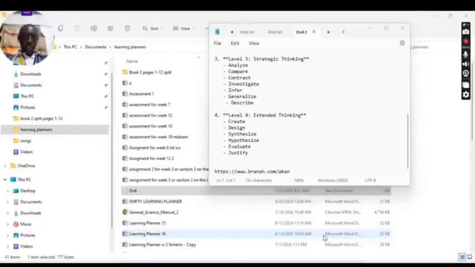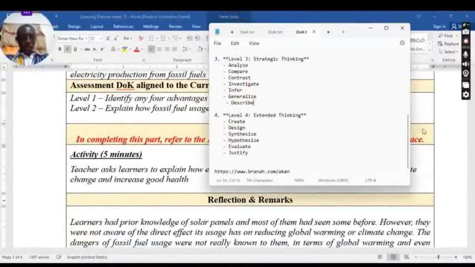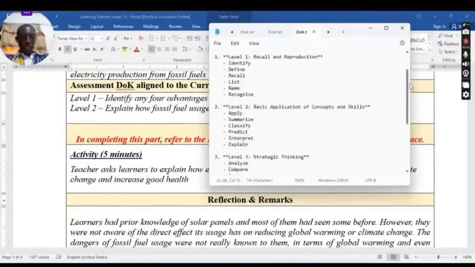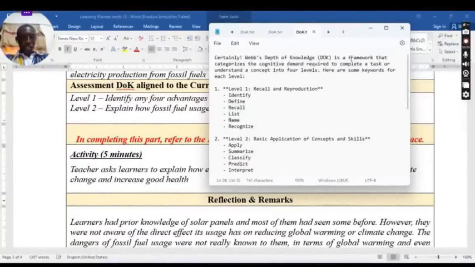Assessment again, it is very important. The assessment questions should be on what the learners have been taught, and each question should follow the DOK. Alright, it should follow the DOK. So these are the DOK again. DOK means depth of knowledge. Webb's depth of knowledge is a framework that categorizes the cognitive demand required to complete a task or understand a concept into 4 levels.